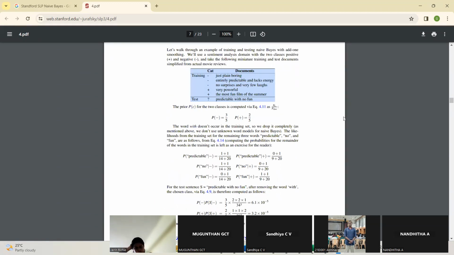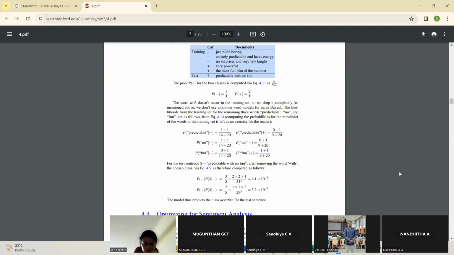Here we go. So you're right, folks. 2/34, 2/34, 1/34, 1/29, 1/29, 1/29. You basically multiply, and then these are the probabilities. The one which is greater is the class to which you assign that document. Okay.